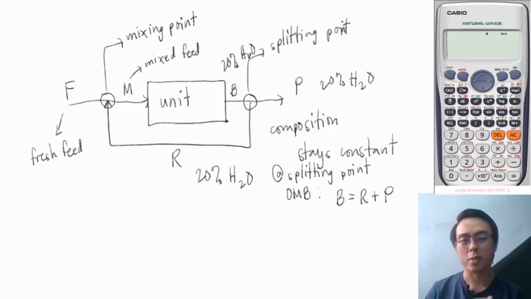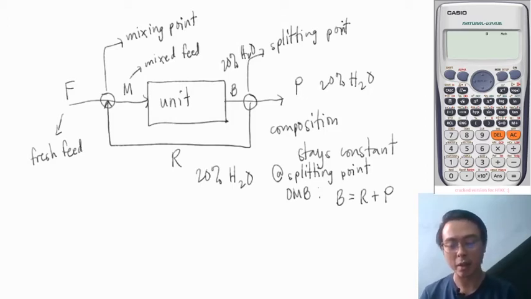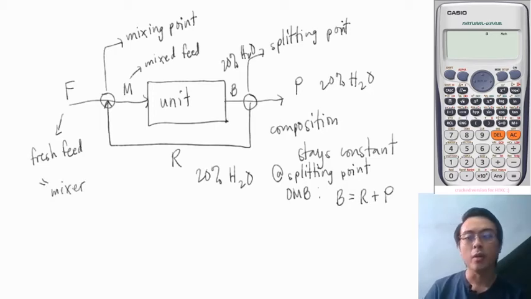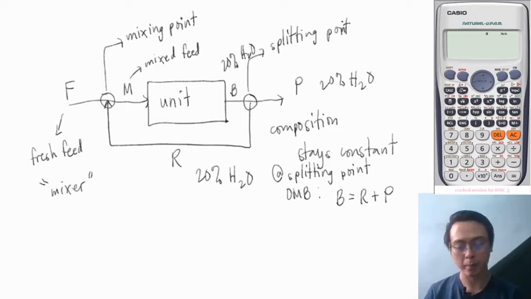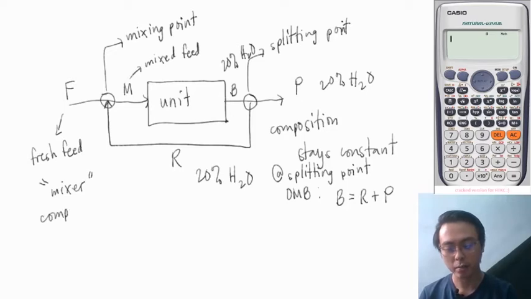Unlike the splitting point, whenever you see a mixing point, you treat this as a mixer. We treat that as a mixer because, again, you are simply mixing R with F to get the mixed feed. The compositions are not constant.